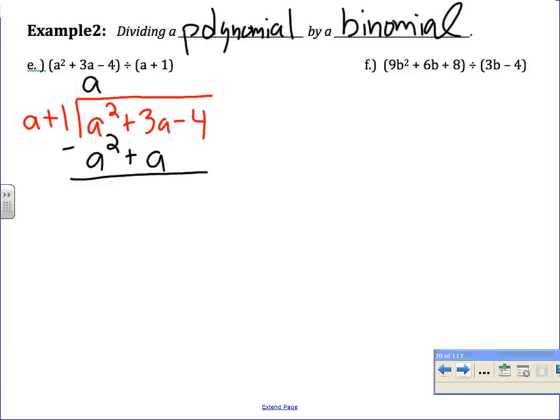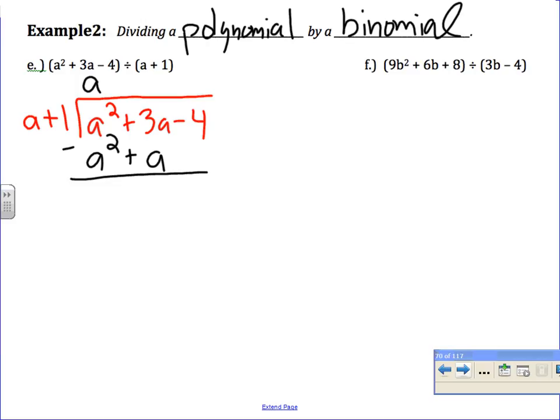Hold on. Is everyone with me on this part? Okay, Will, ready? You ask yourself, A goes into A squared how many times? A times. So you write the A up here. A times A is A squared. A times 1 is A. Okay. Is everyone with me? You have to do long division on these ones.